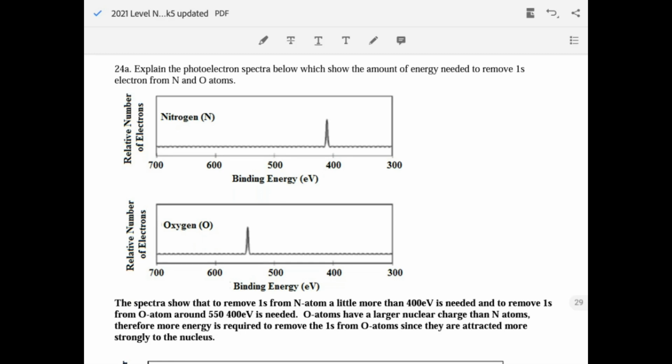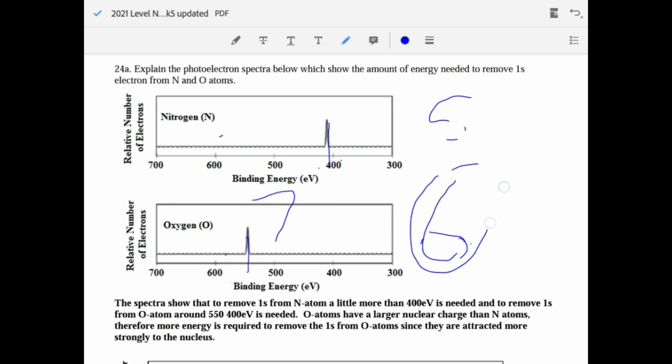Okay, so for 24, they explain the photoelectron spectra. So at this energy level, there's the electron that is released, and at this energy level, there's the electron that's released. So 400, why is the nitrogen less than the oxygen? Because oxygen has a greater nuclear charge of 6, while nitrogen has 5. And that's why it attracts the electrons more, because this is more positive. So oxygen has more.